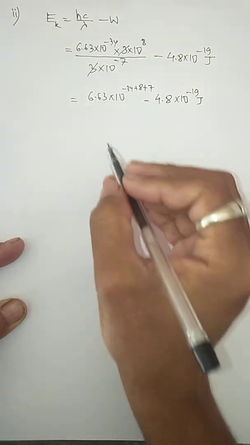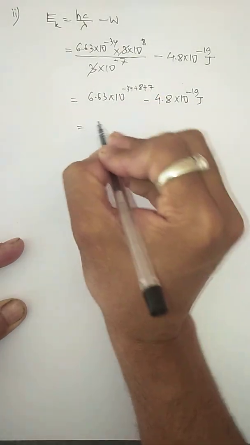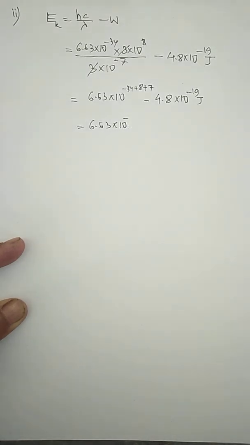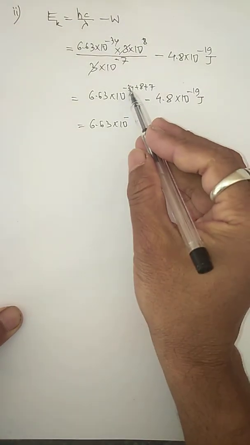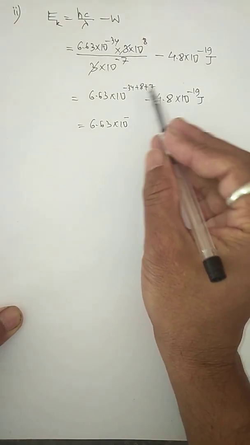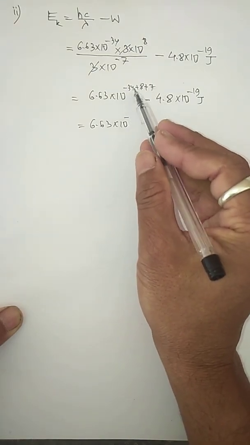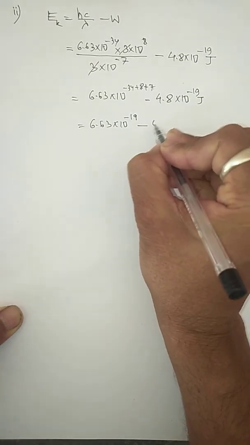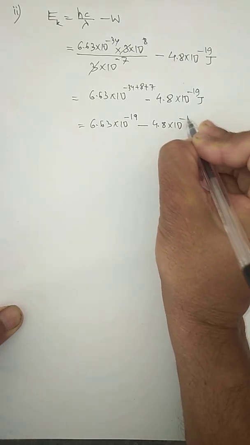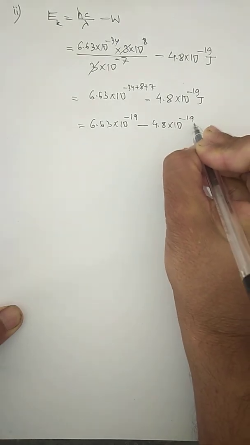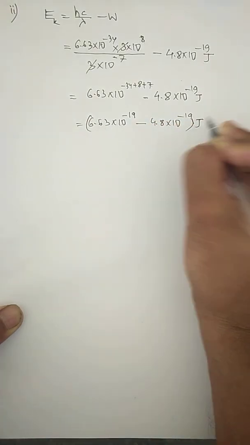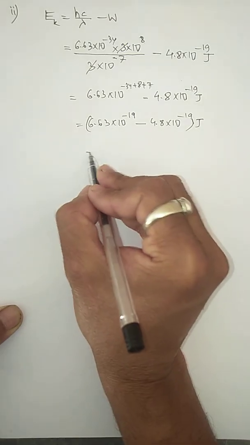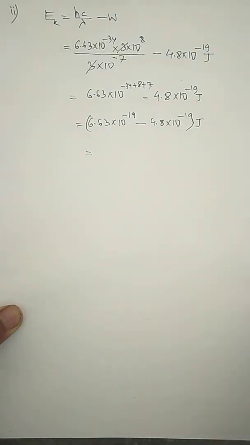The energy which we are calculating is in joule. So 6.63 into 10 power minus 34 plus 8 plus 7; 8 plus 7 means 15. Now minus 34 plus 15 means minus 19. And minus this 4.8 into 10 to the power minus 19, and the unit is joule, so we can write it in brackets and put joule also. Now we can subtract these two values.